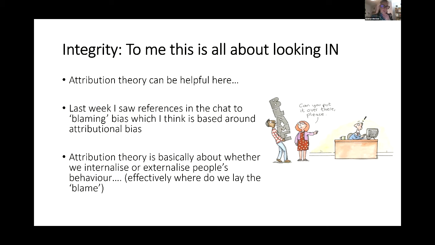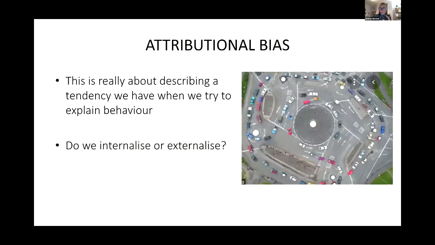I thought it'd be worth us using theory to create some connections, because I'm trying to make all of these fit together. And so I thought we could look at attribution theory, because attribution theory is basically about whether we internalize or externalize other people's behavior. So effectively, it's about where do we lay the blame. And this could be key around thinking through integrity. So let me try and explain it to you in a straightforward way.